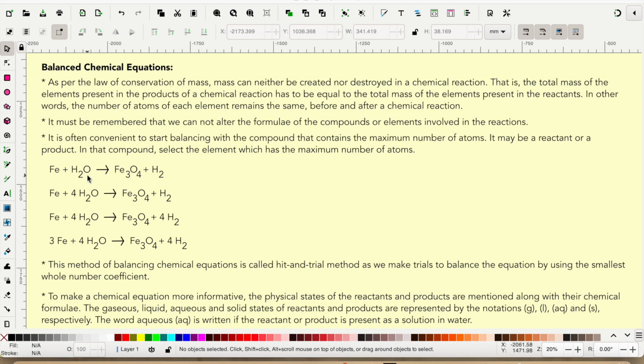There is one oxygen atom on the left hand side and 4 oxygen atoms on the right hand side. So oxygen atoms are also not balanced. Overall, the chemical equation is not balanced.